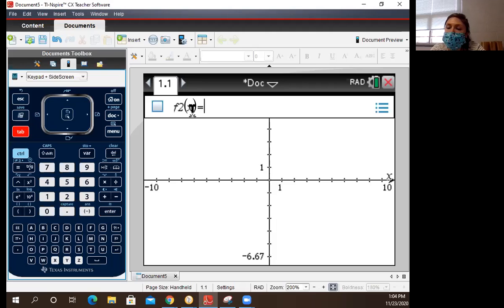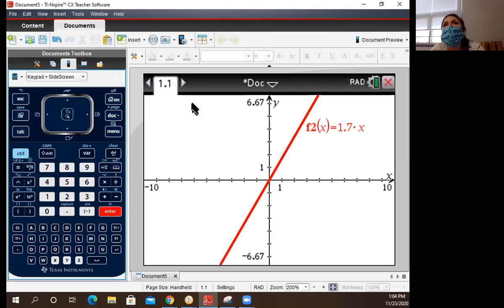So for our second function, that would be 1.7x. If you want to type the plus 0, you can, but you can also leave it off here. And then I'm going to hit enter. So I see the graph of my other line. Now, what I'm looking for is where do these lines intersect? That would be the time and place where our elevators are at the same height.